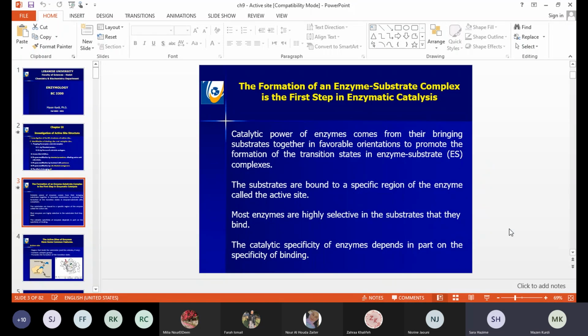So the substrate will bind in a specific area in the active site called the binding site. Most enzymes are highly selective in the substrate they bind, and you know this from the second chapter. And the catalytic specificity of enzymes depends on the specificity of binding.